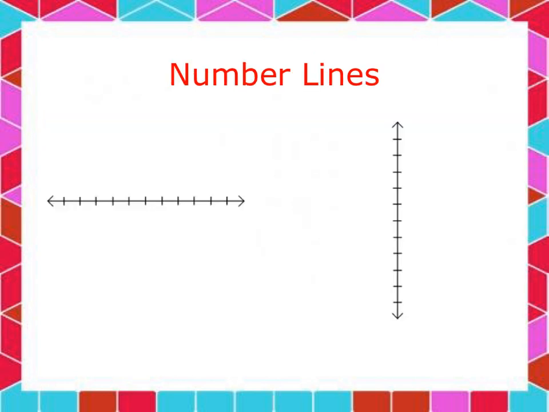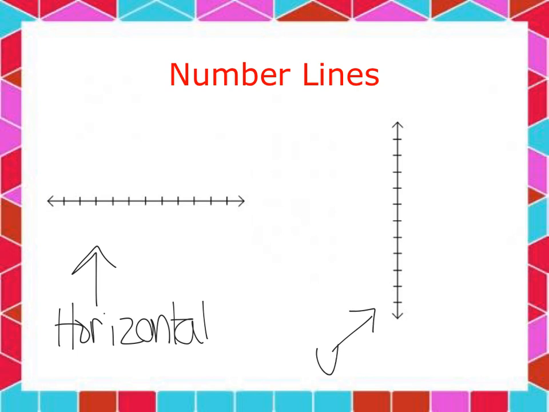When we're dealing with integers, number lines really come in handy. This one right here is a horizontal number line, and this one is a vertical number line. It doesn't really matter if you're using a horizontal or a vertical, but you do need to know where 0 is. So I usually place 0 somewhere in the center on my horizontal, somewhere in the center on my vertical.